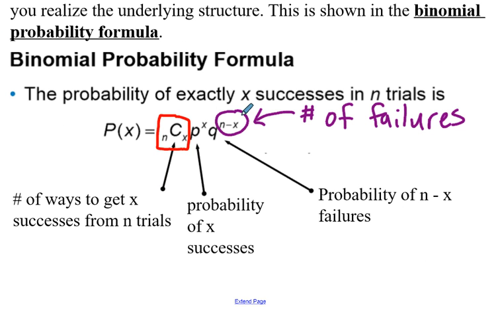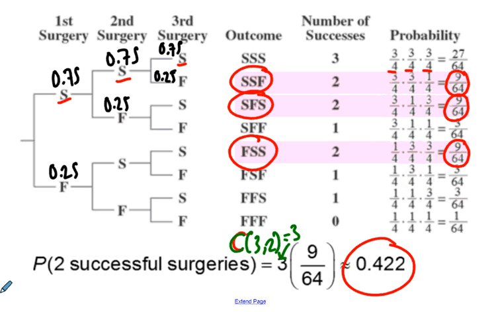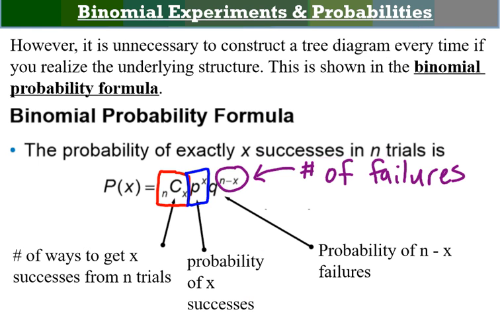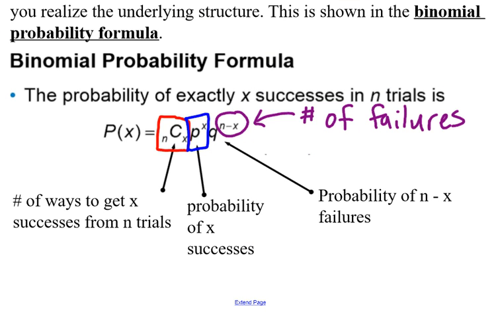But I also need to get some failures. This middle piece is the probability of getting X successes, and this last piece is the probability of getting our number of failures. The number of failures is the number of trials minus the number of successes, N minus X. So this last piece is the probability of getting our number of failures. We just had 1 failure in our case with the tree. That's why there's only 1/4 in all of the highlighted situations where there were just 2 successes. And that's the probability formula.